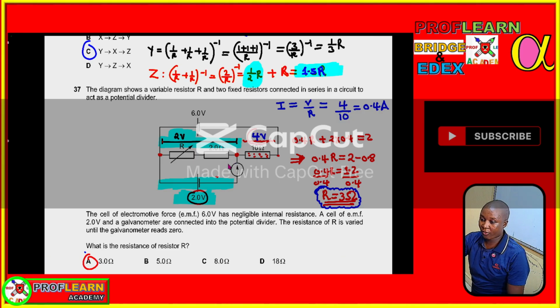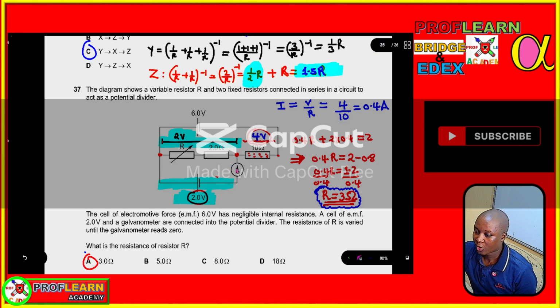So we can calculate the current that is flowing through the 10 ohm resistor by using the voltage and this resistance, and this is going to be 0.4 amperes. So the current that is passing here is 0.4. The current that is passing through this resistor is 0.4.